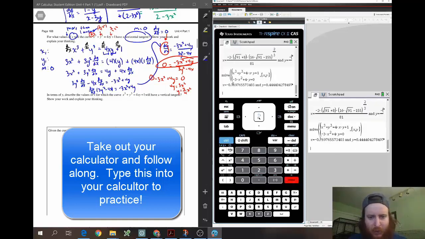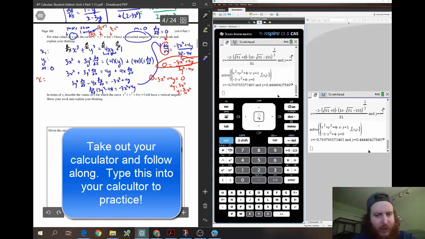So it gives us the points: x equals negative 0.7697 and y equals 0.444, or x equals 1.732 and y equals 2.2. And if we keep scrolling, that's it. So there were 2 points. It gave us the x and the y value, but we didn't need both. We just wanted the x value. So I'm going to write these over here. Let's go out to 4 decimals.